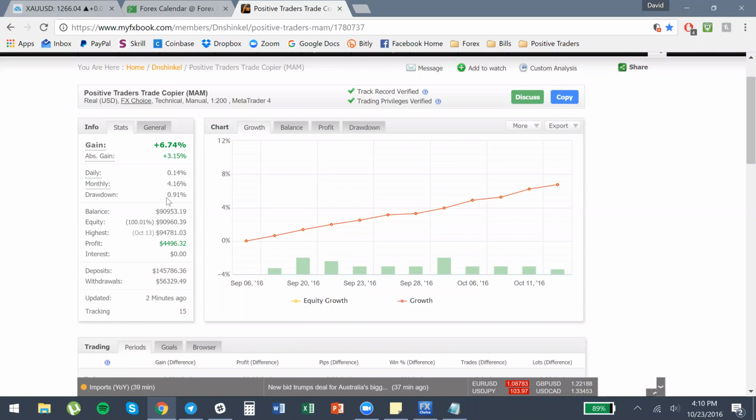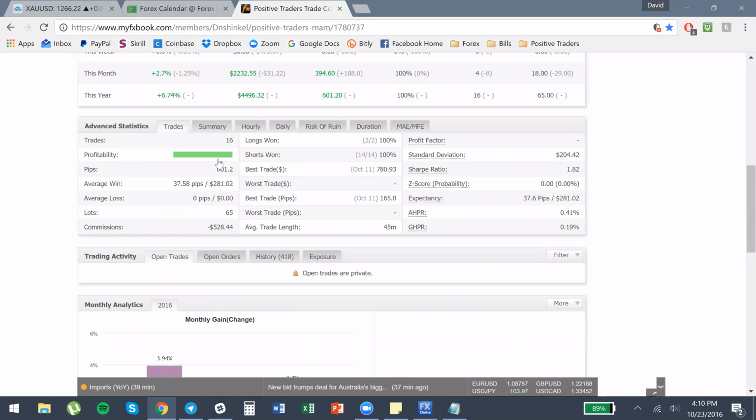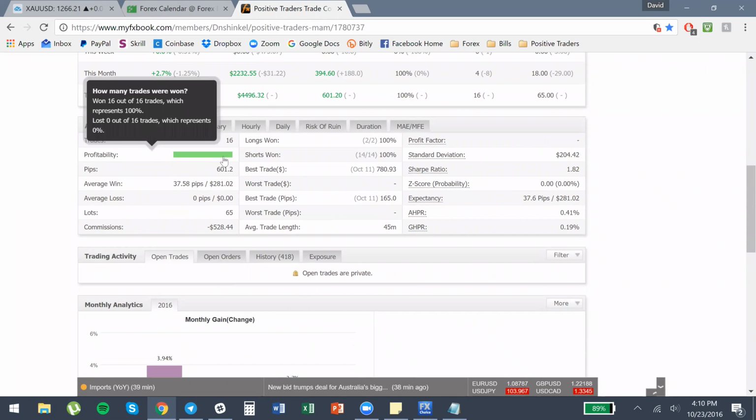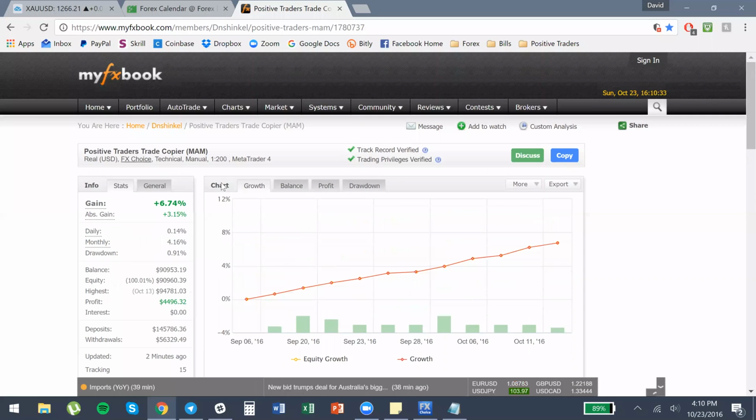But if you see, very key, our drawdown is very low. Our gain is slow but steady. All right, that's the key to Forex. And right now, we do have a 100% win ratio. I haven't taken any losing trades in over a month, but losses are imminent, right? We've just had a very good, lucky start. So you guys can see it's a real account.